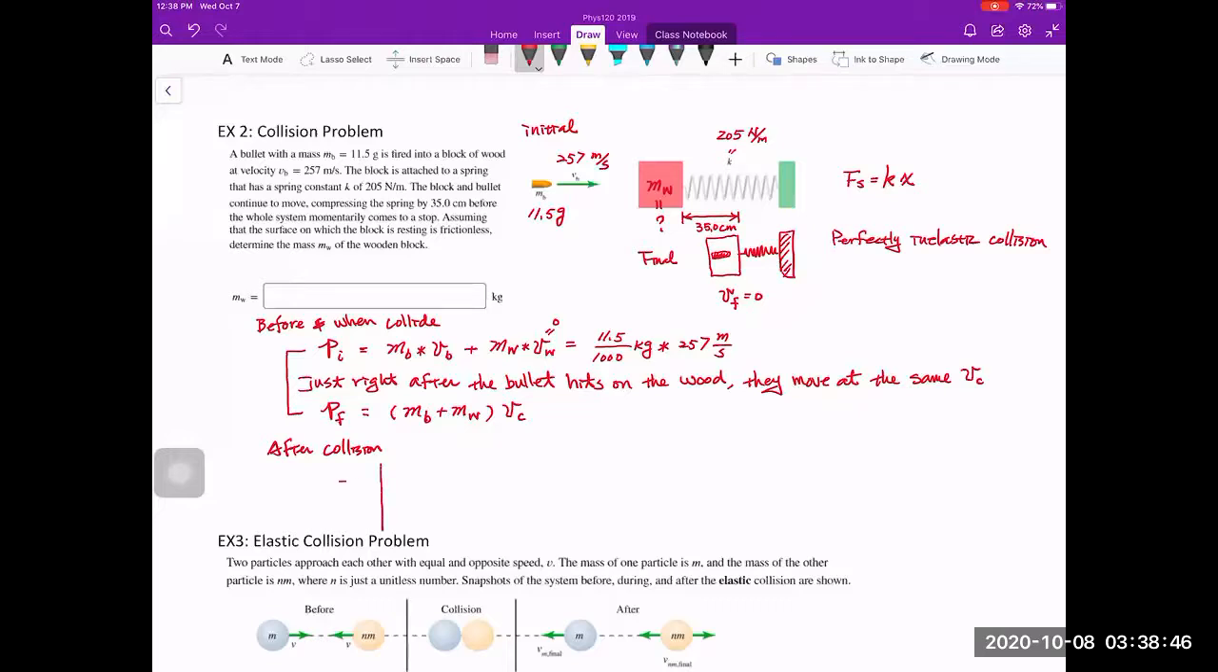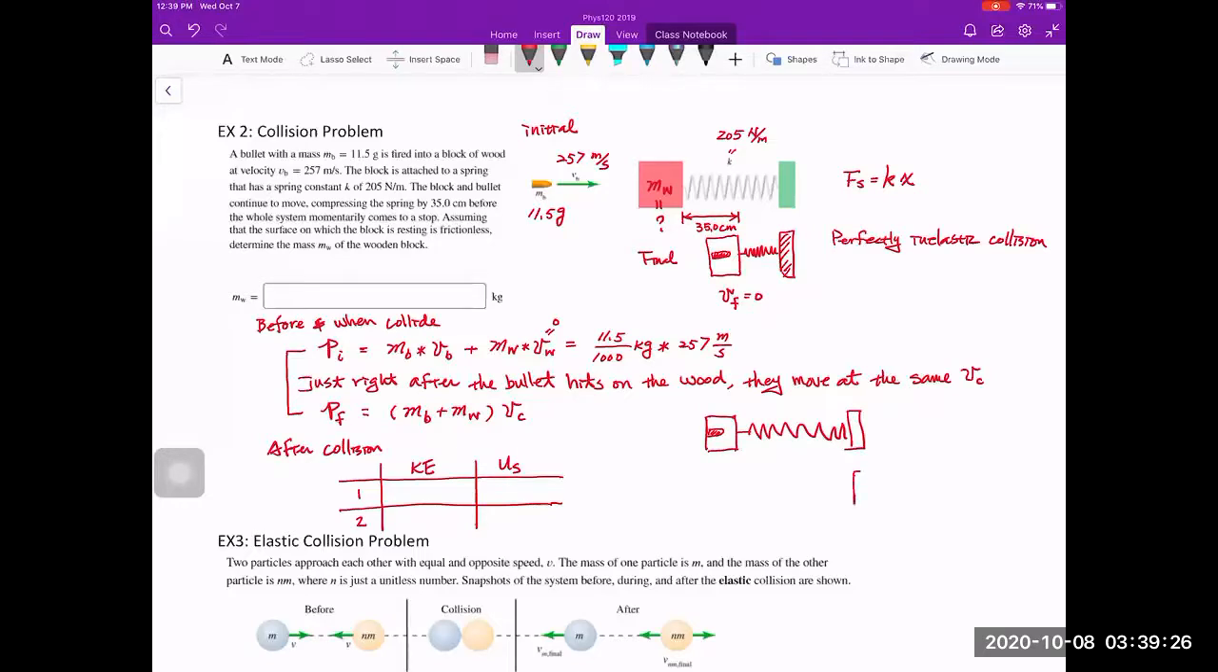Let me write state 1 and state 2 here. We have a kinetic energy and a spring potential energy. What do I mean by state one, and what do I mean by state two? Well, state one is this: this is the red wood block, and this is the bullet. The bullet hits the block and embeds into the block. And this is the spring initially.